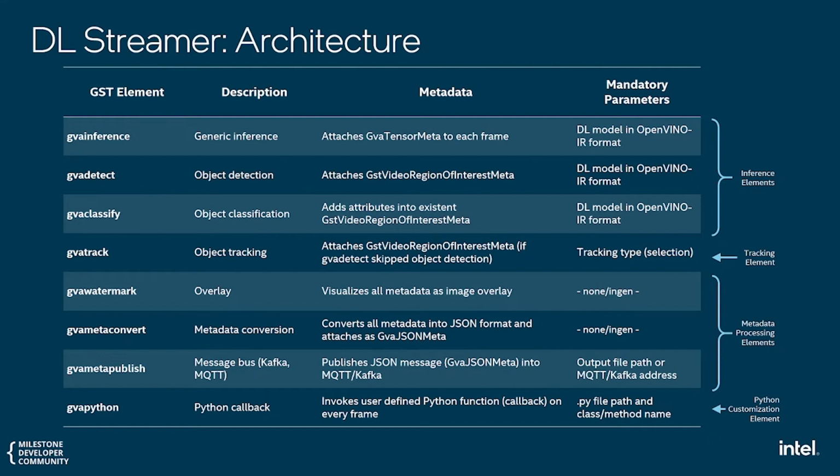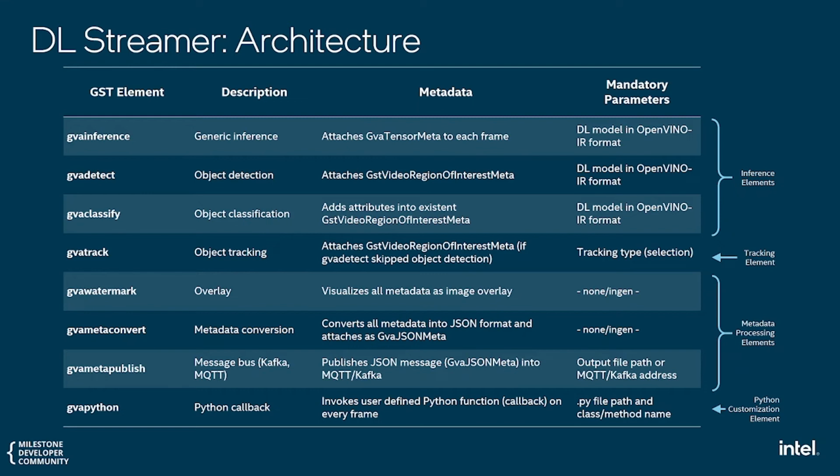Next, we have three metadata processing plugins. GVA Watermark is responsible for metadata visualization. It reads metadata attached to incoming video frames and overlays the object bounding boxes, labels, and landmark points onto the video frames, and produces a modified video stream that can be stored and sent back to the VMS or service clients to visually observe the output.